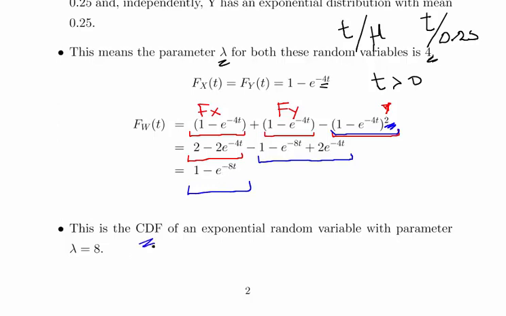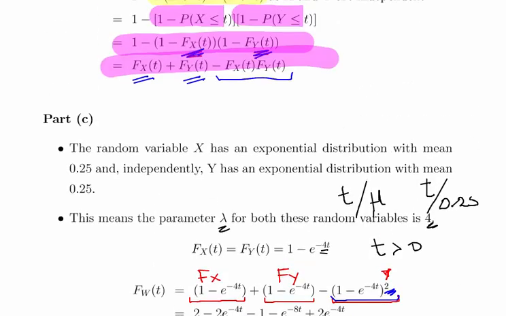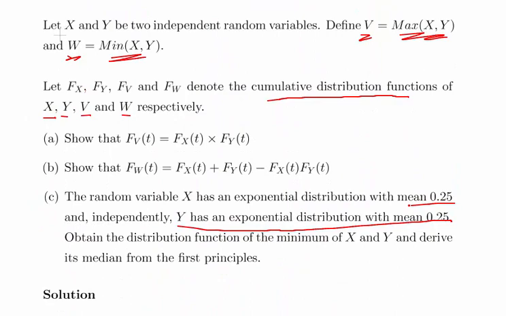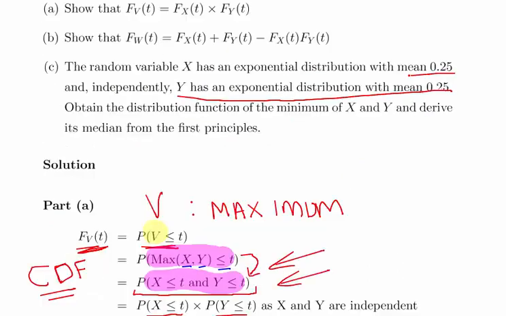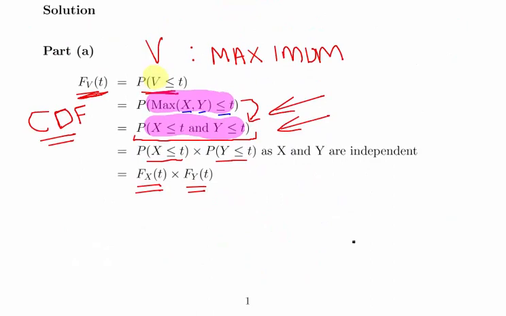So this is the cumulative distribution function of the exponential random variable with parameter lambda equals 8. Okay, so it seems tough, this stuff, but really you can get used to it very quickly. It's just knowing these little tricks that helps there. Okay, we'll leave it there.